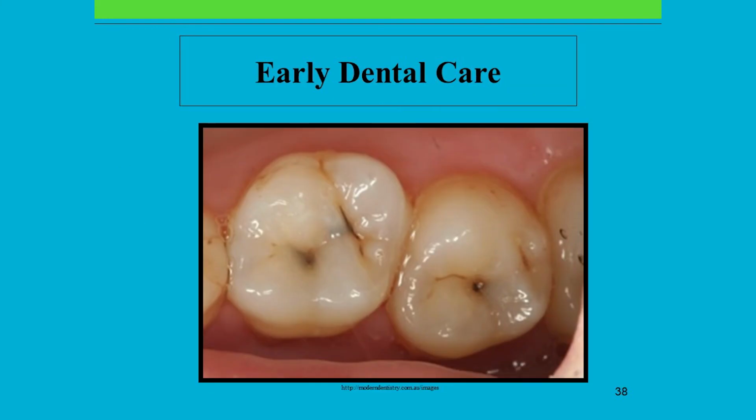This is an example of a child's tooth that would be marked as needing early dental care. Note that there is obvious decay on the primary molars. This is noted by the breakdown of the enamel and darkening of the surrounding occlusal surfaces.